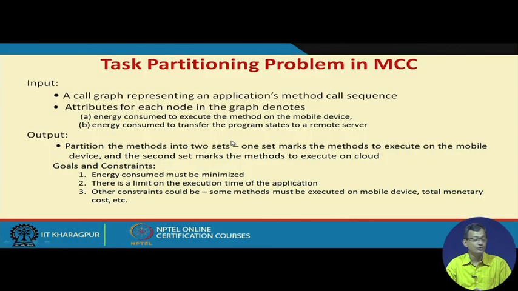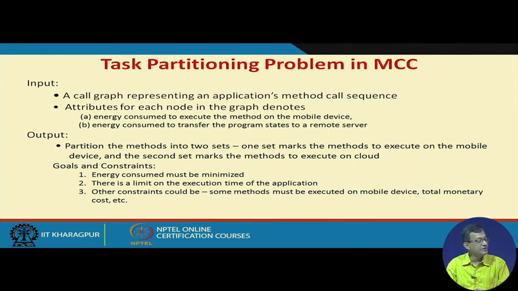So, the output we get is a partition of the methods into two sets. One set of methods executes at the mobile device and the second set executes on the cloud. If we look at the goal and constraints, energy consumed must be minimized. So, I need to minimize the energy consumption. There is a limit on the execution time of the application, so it should be within a threshold, say time capital T.